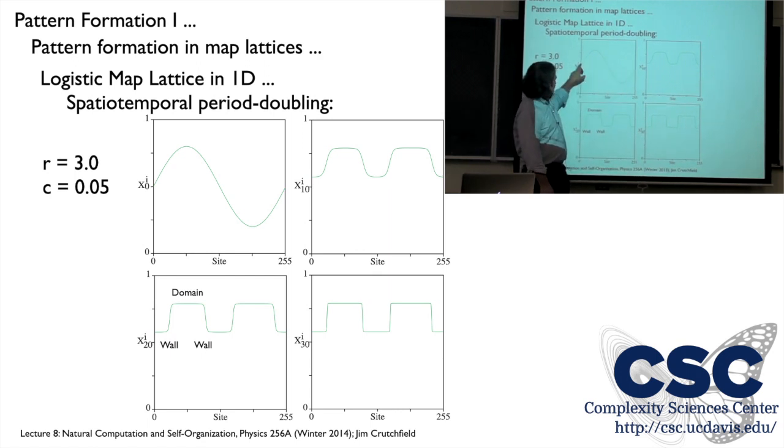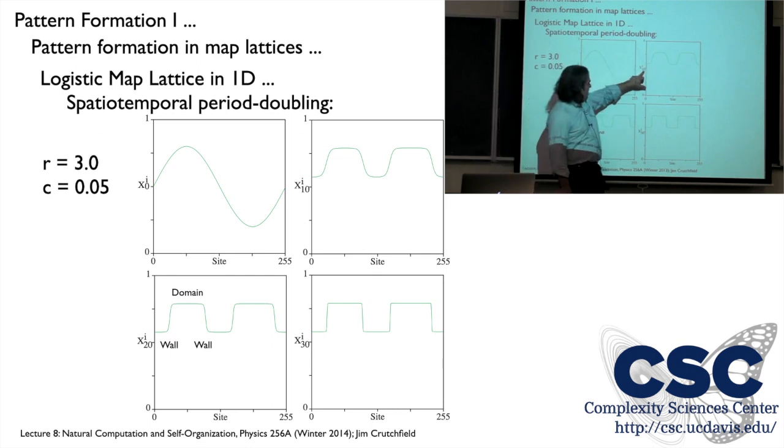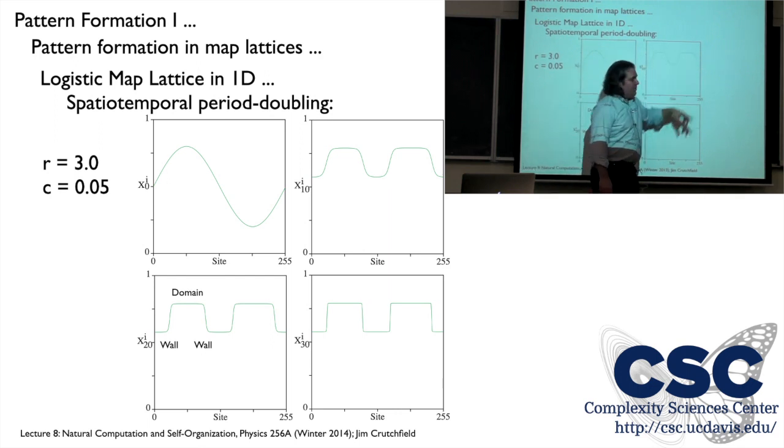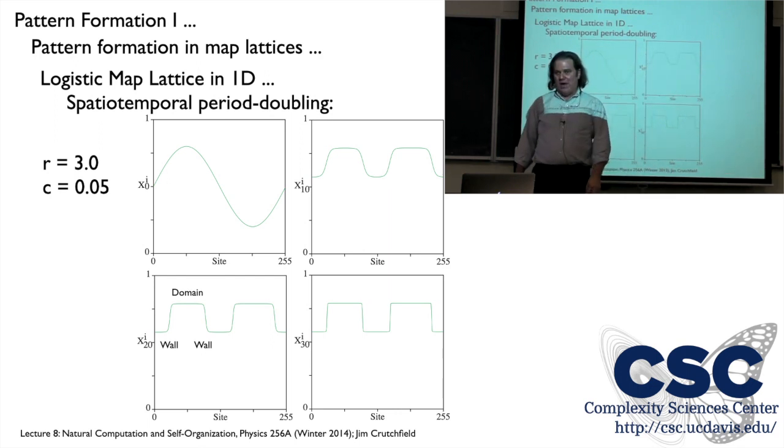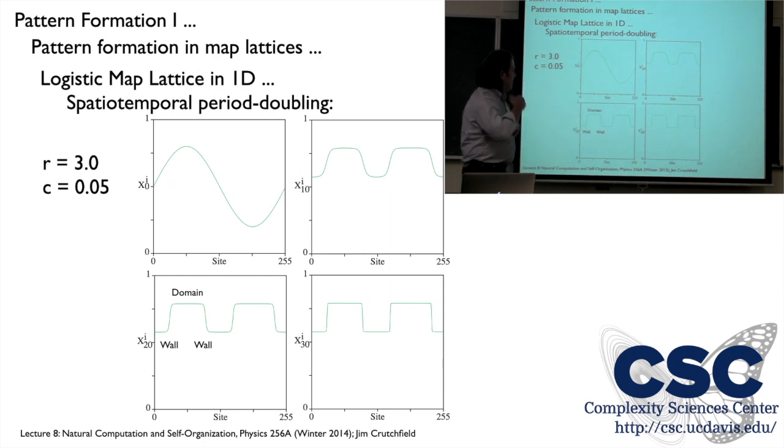Again, 256 values, setting the initial local state at each of the 256 sites. And then I iterate it 10 times. And I end up with this almost square-wave-looking spatial pattern. So what's going on here?